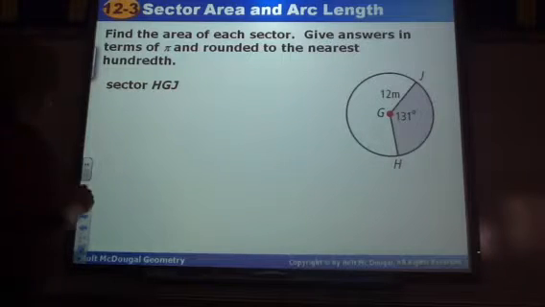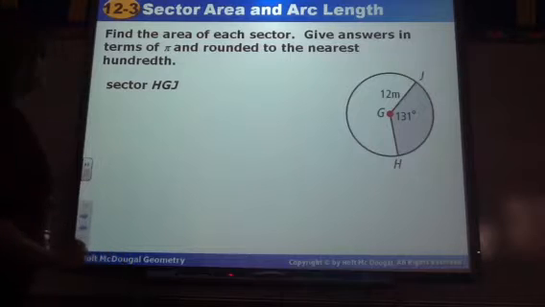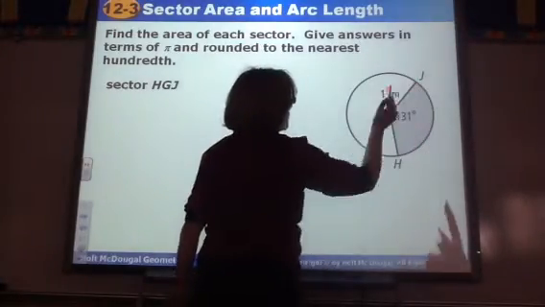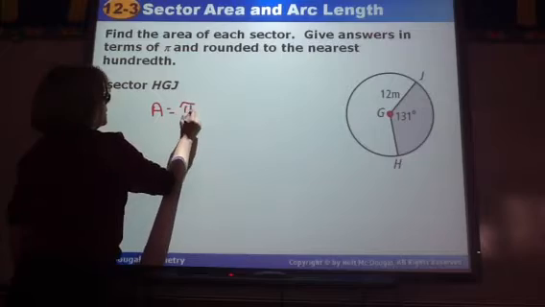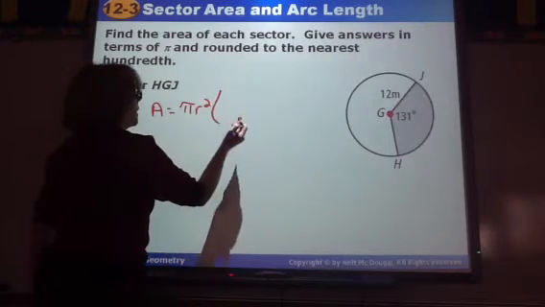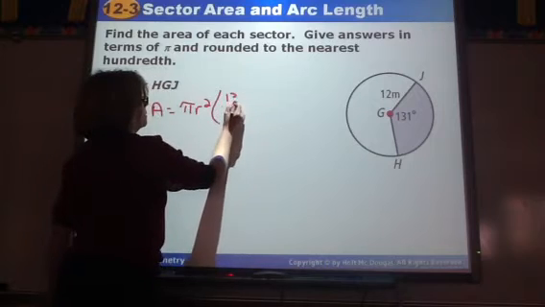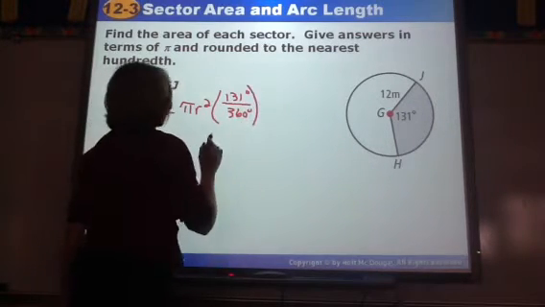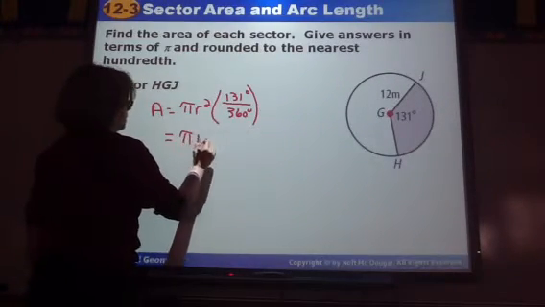Okay, so we're going to find the area of each sector, give the answer in terms of pi, and round it to the nearest hundredth. Okay, sector HGJ. Alright, so your area is the area of the circle times the central angle, or that arc measure. We've got the central angle here, divided by 360. Okay, radius is 12.